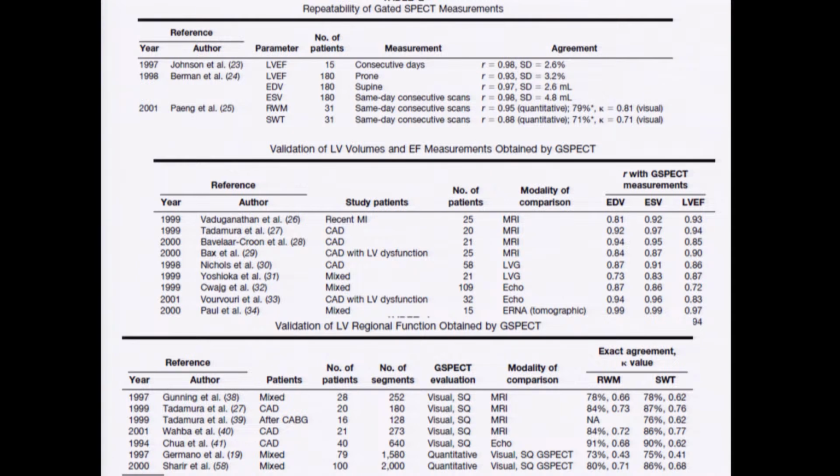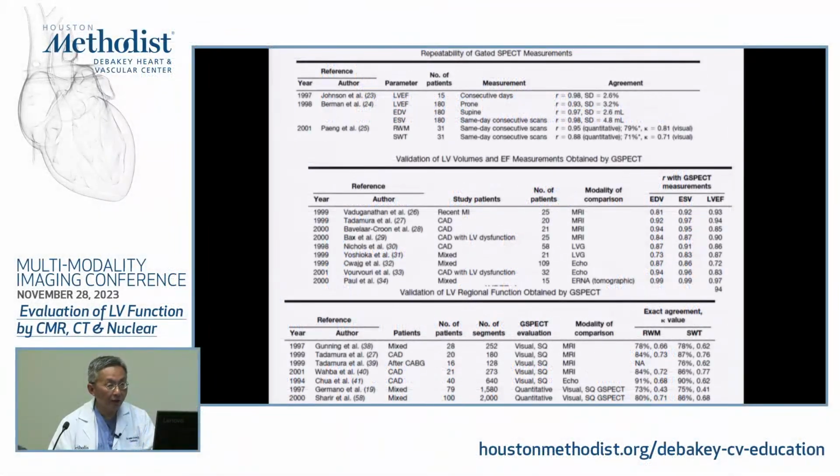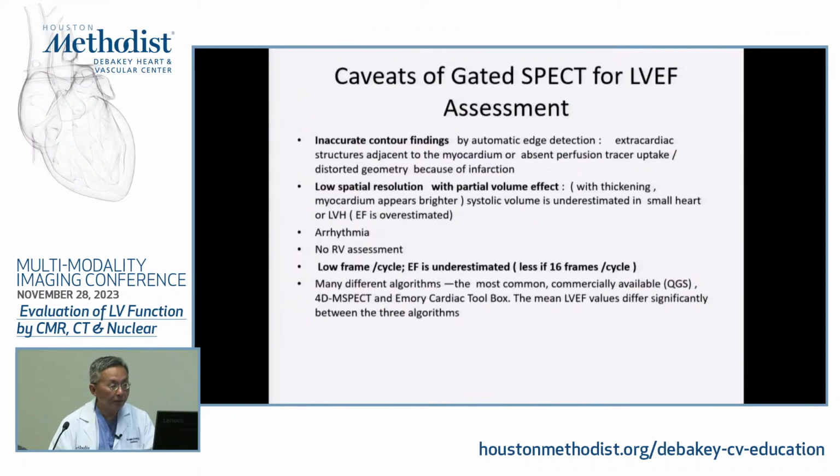So it's very reproducible, and compared to both volume and EF, regional wall motion is a little bit harder, it's much less validated, and we all agree. It's very hard unless it's very clear. It's hard to diagnose regional wall motion in the gated SPECT images.